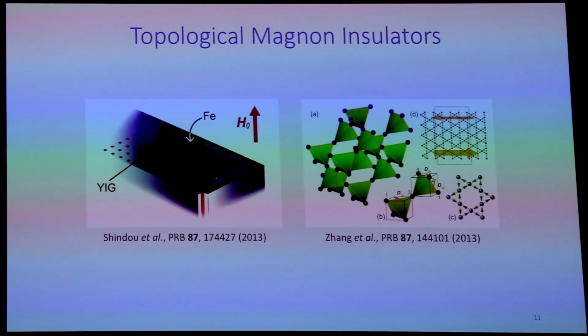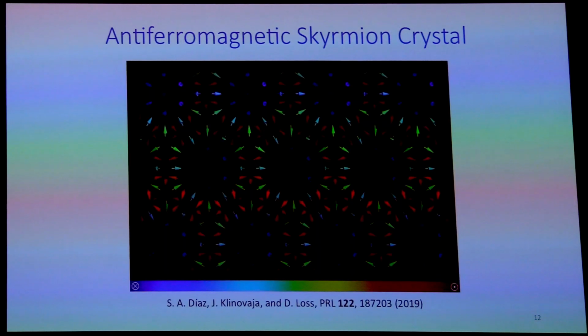So in my talk, I would like to make the case that skyrmion crystals are interesting topological magnon insulators where we could realize these ideas, to have robust unidirectional channels for magnon spin currents that we can control. So I'll start with published work on antiferromagnetic skyrmion crystals. This is the texture of an antiferromagnetic skyrmion crystal.